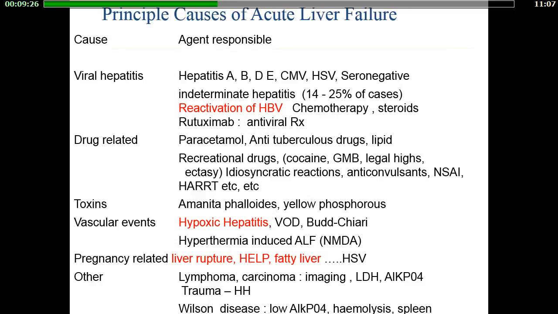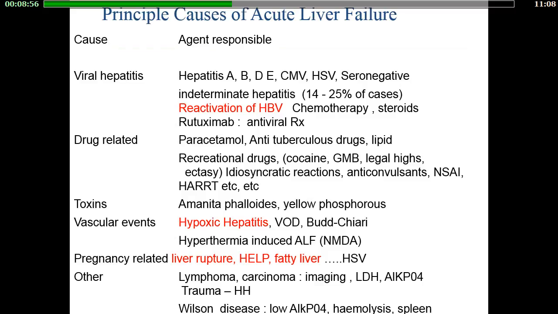Reactivation of hepatitis B is a big issue, particularly in the Western world. We have a large immigrant population. We have a large population who have been exposed to hepatitis B but don't have liver disease. And we then give them chemotherapy, we give them rituximab, and we give them steroids, and they are at risk of going on then to reactivate their hepatitis B and get acute liver failure. And we really need to be cognizant of that and screen and use antivirals preventively.